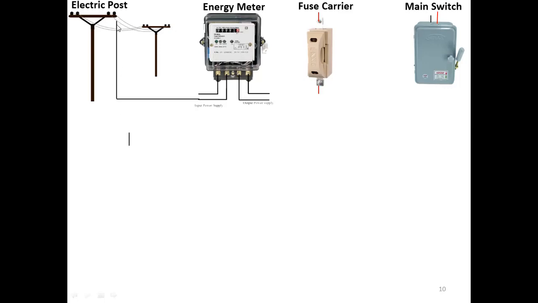If you go and see the service connections, you will be able to see the neutral connection. It should be a red colored wire, or in some cases there may be other colors of wires available. Now the neutral point is connected here. From the meter we take the neutral point, which is connected directly to your main switch. See here, the neutral point is connected to your main switch. So now the neutral connection is over. The neutral connection from the electric post is given to the main switch through an energy meter.